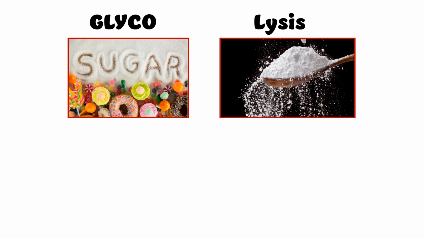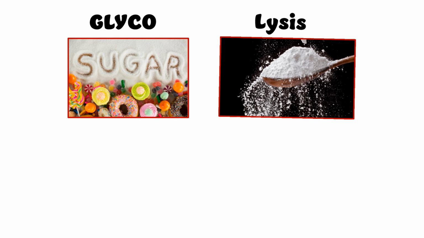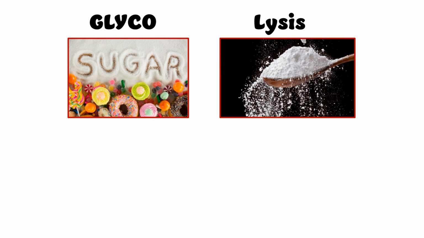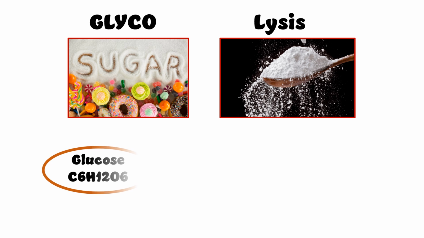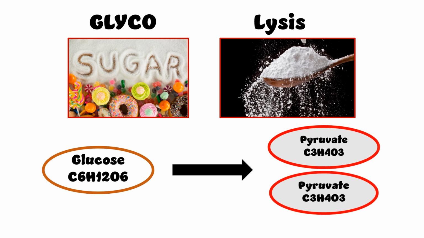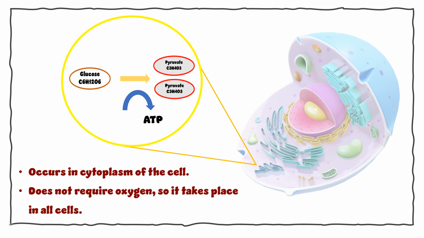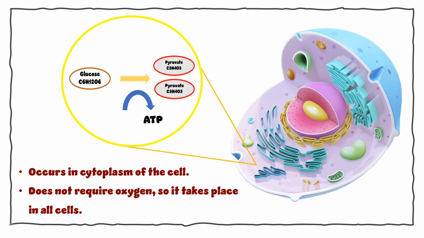As you can see, the term glycolysis is made up of two words. Glyco, which refers to sugar, and lysis, which means breakdown. So glycolysis is basically the breakdown of a 6-carbon sugar, which is glucose, into smaller 3-carbon molecules of pyruvate, and of course with the release of energy, in the form of ATP. The breakdown takes place in the cytoplasm of the cell, and as the process does not require oxygen, it occurs in almost all types of cells.